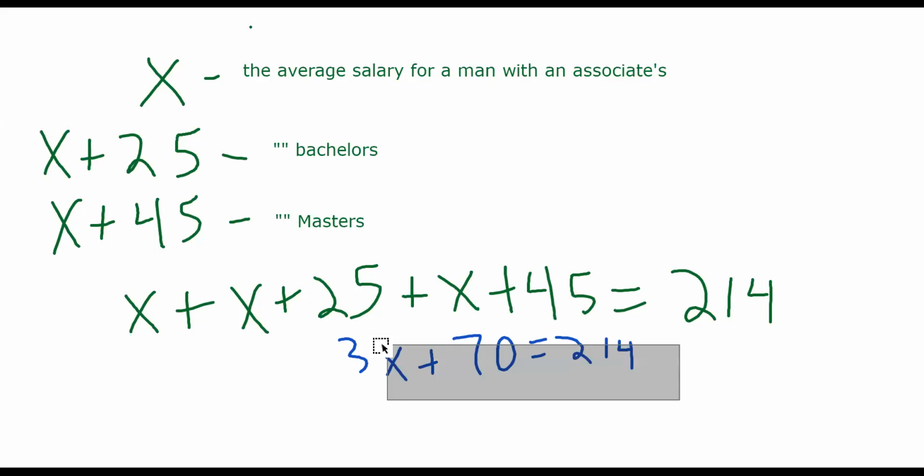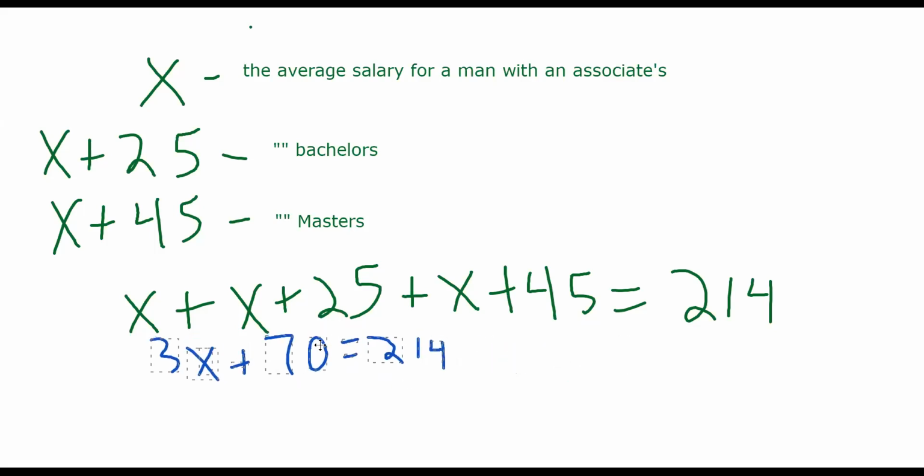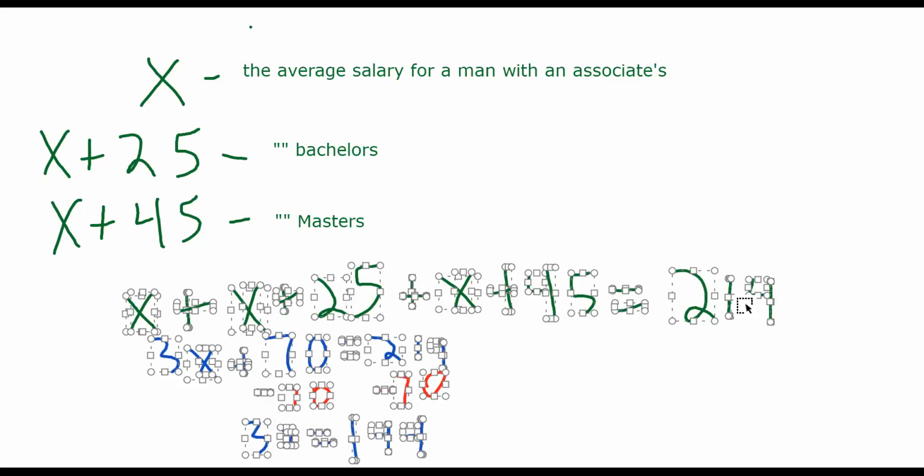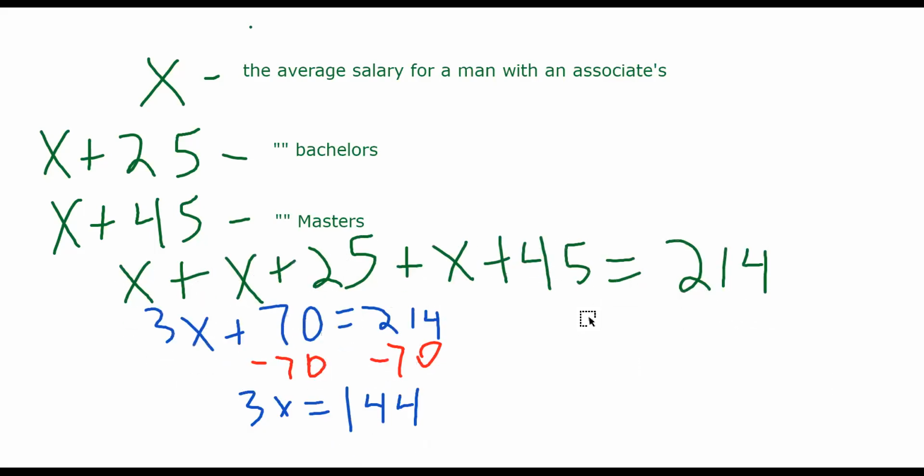Now let's move this over just a hair. Now let's solve this thing. We got to move that 70 over. You're going to end up with 3x equals 144. 3x equals 144. What else? Well, we would divide both sides by 3.